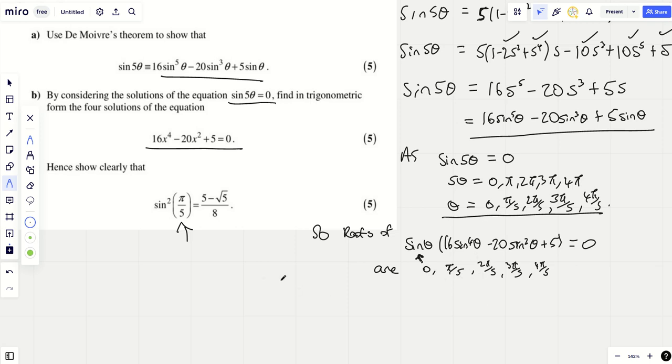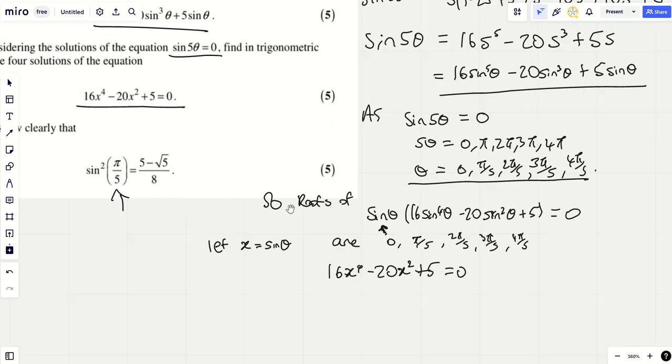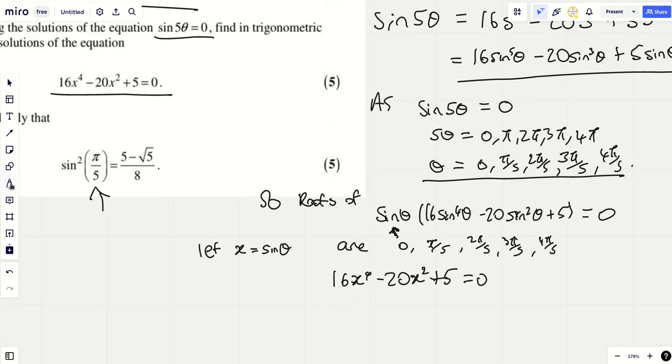Now, the remaining roots, if we let x equal sine theta, then this is just a substitution essentially, and we're seeing that 16x to the 4 minus 20x squared plus 5 equals 0. Well, that must have the same roots as this one, but just with x, after we've taken the sine of the roots, because these are the x values for this. Let me just write it out. I think it's easier to see when you actually write it.